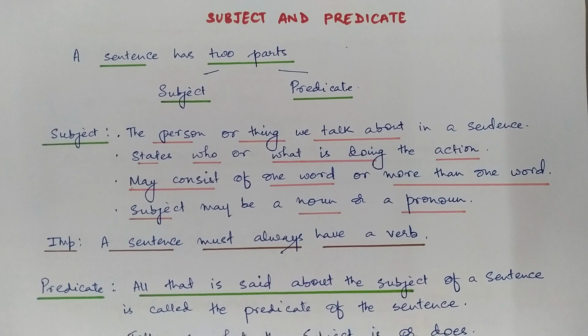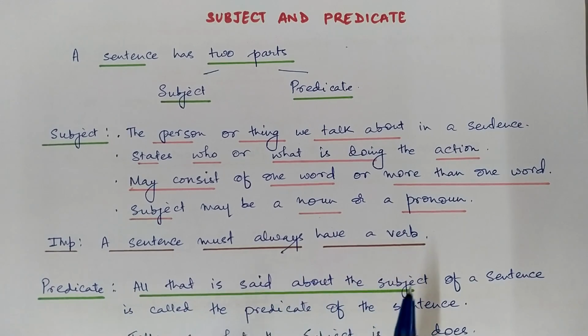So children, what do we understand? We understand that a sentence has to have two parts. One is a subject and one is the predicate. Now children, a subject is the main part of a sentence which gives meaning to the sentence. So the subject should either be a person or a thing that we talk about, and it should state what that person or thing is doing or who that person is. It may consist of one word or more than one word, and the subject may be a noun or a pronoun. I hope it is clear to you children what a subject is. Now very important is that a sentence must always have a verb.